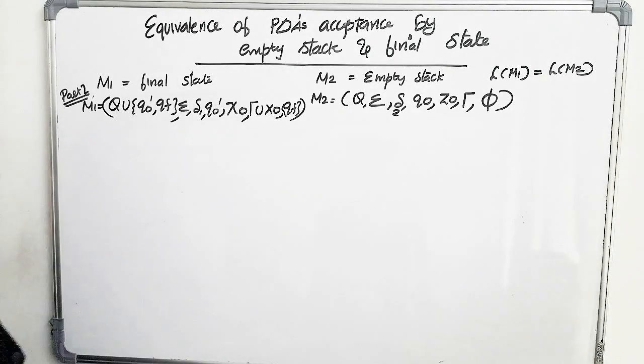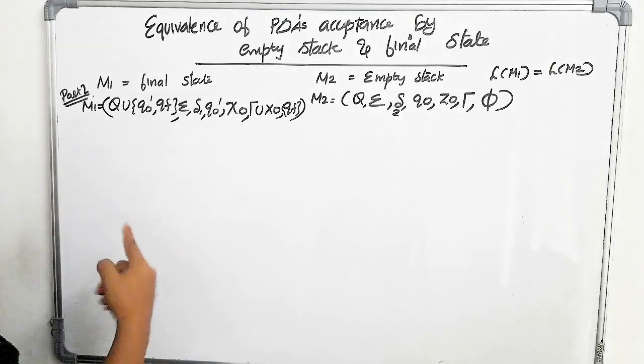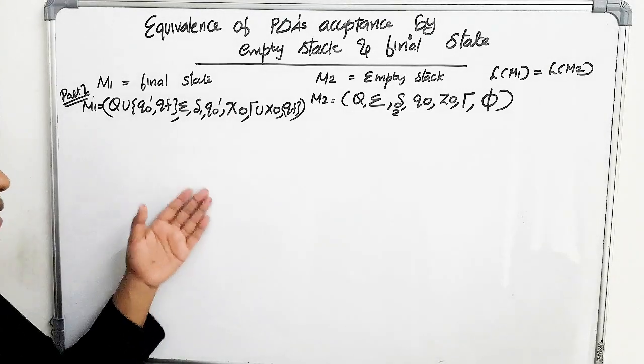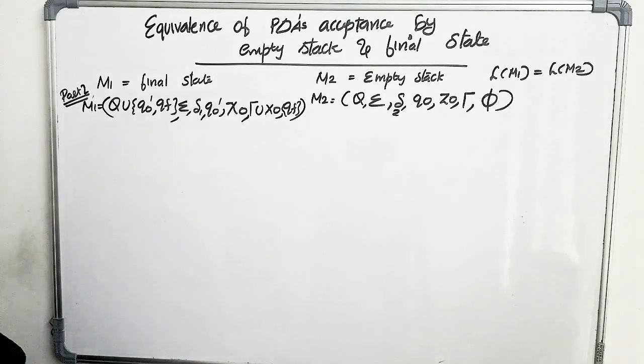Basically here what happens is Q0 dash will initially push X0 onto the stack and will go to the start state of M2, just like we have done in the previous example.